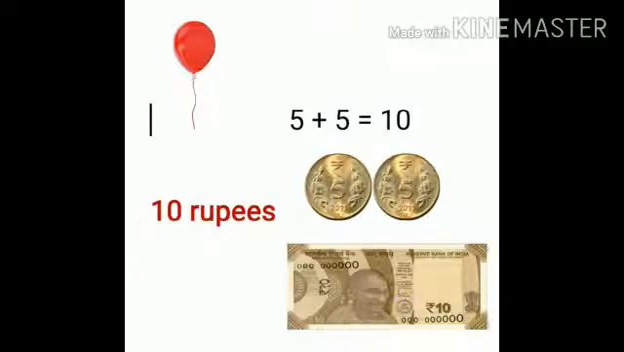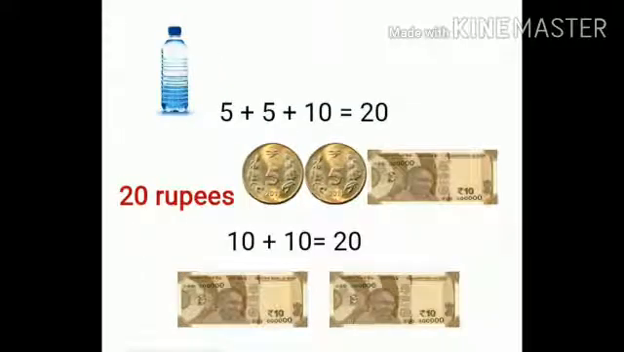Our next example is you want to buy a water bottle. The price of this water bottle is 20 rupees. 5 plus 5 plus 10 is equal to 20 rupees. So you can give 2 coins of 5 rupee and 1 note of 10 rupees. 10 plus 10 is equal to 20. So you can also give 2 notes of rupees 10.